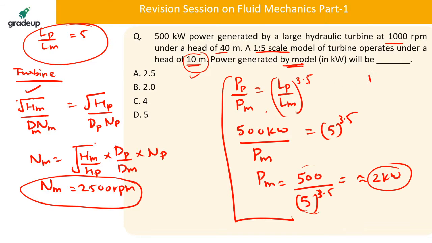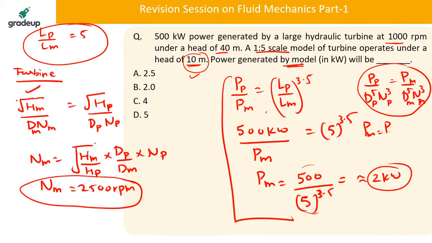Now we can use one more relation, that is P by D to the 5 N cube. By using this relation, you can also solve the question: power of the prototype divided by D to the 5 N cube equals that of the model. You can find the power of the model as power of the prototype into DM by DP to the 5 into NM by NP cube. You can use this relation to find the power. You will be getting 2.5 kilowatt by using this relation, because this type of question is important.